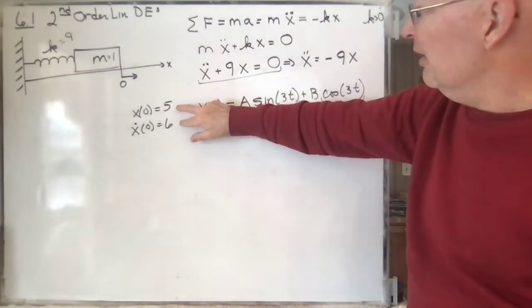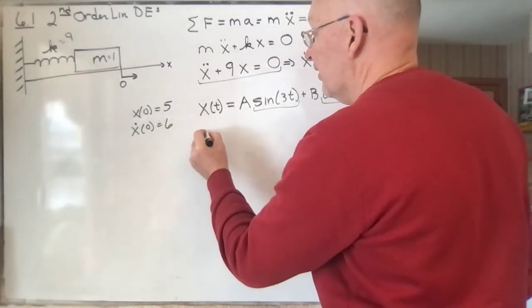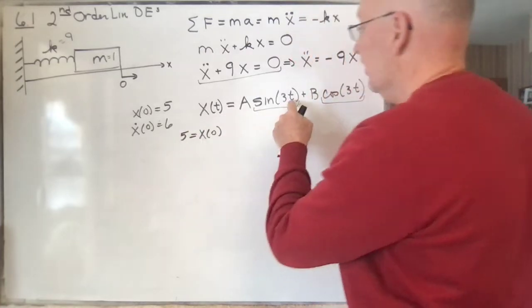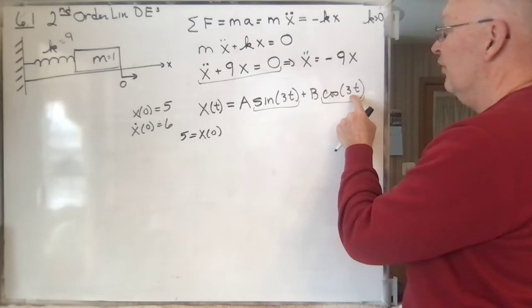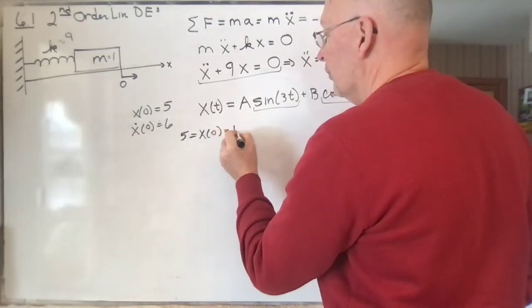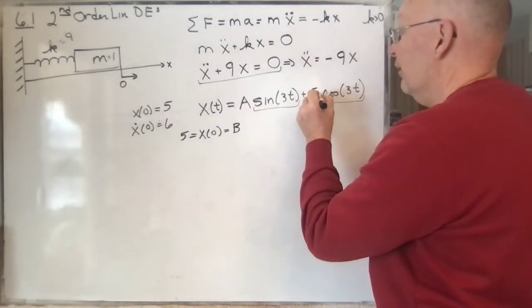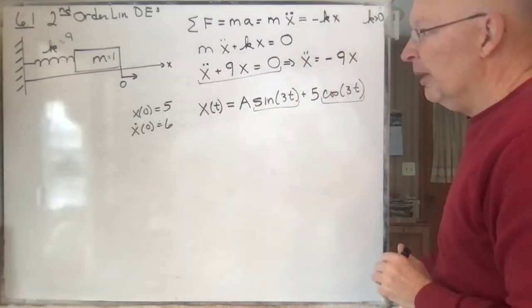So I need to find what A and B are. Let's do it. First of all, here's what I know. I know that x of 0 is going to be equal to 5, and if I stick a 0 in here, sine of 0 is 0, the cosine of 0 is 1, so it's going to be equal to b. Well, that was easy enough. So b is equal to 5. Let me just, for sake of time, put that right there.